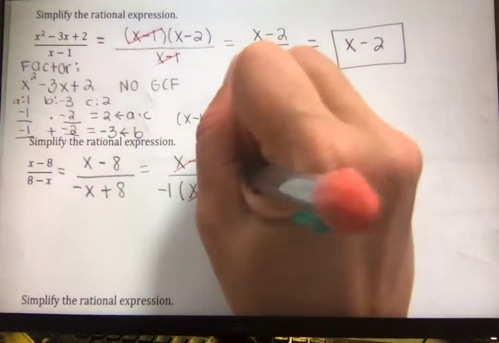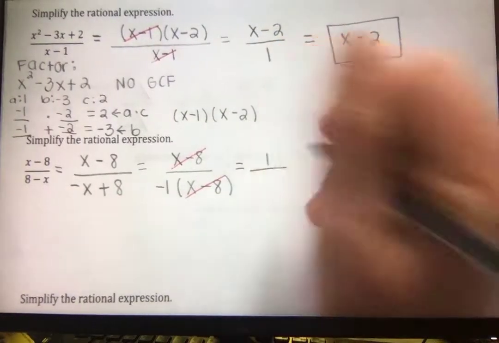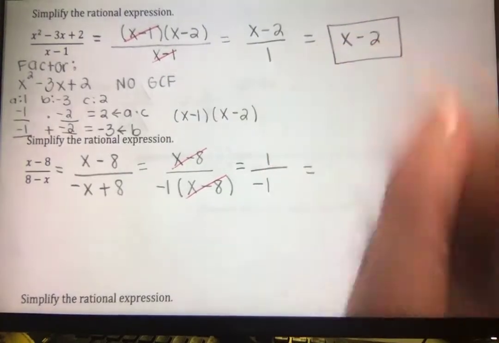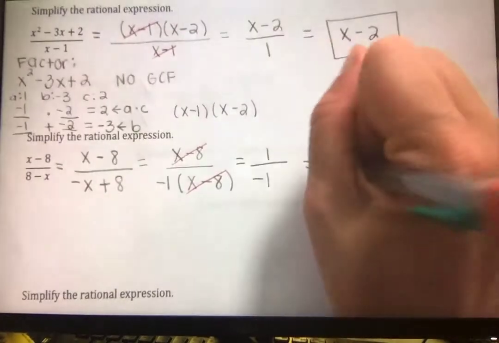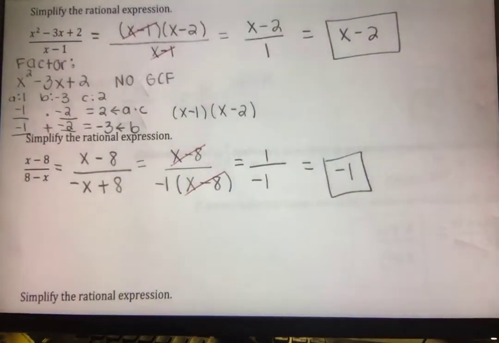What's left over up top? 1. What's left over on the bottom? Negative 1. What is 1 divided by negative 1? Negative 1. Final answer. Now, would it matter which one we took the negative 1 out of?